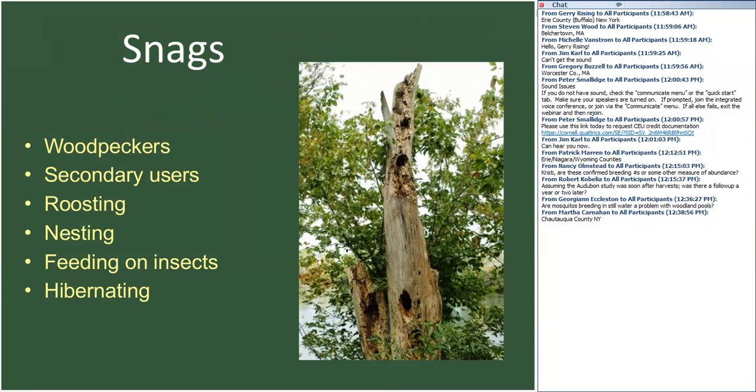Snag is another term for a standing dead tree, and a lot of different animals use them. Woodpeckers will use them and excavate holes. Then there are other species called secondary users, like a black-capped chickadee, for example, that doesn't actually excavate the hole but moves in afterward. A lot of animals use them for roosting, just hanging out at night, for example, or during the day, depending on the species. For nesting, they use them as feeding sites. There are a lot of insects and fungi growing on these dead trees. And some animals use them during the winter for hibernation sites.